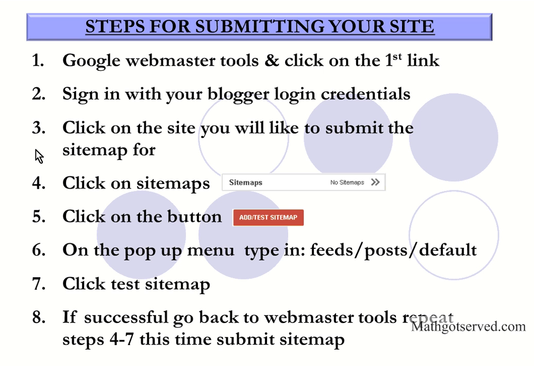You just basically go back to step four. You go to the Blogger site, click on the site you want to add a sitemap for, click on Add or Test Sitemap, and type in the URL. This time, instead of testing, you're actually going to submit your sitemap. And I'll show you the procedure to check if the sitemap has been accepted. All right, let me go ahead and do a demonstration for you right now.